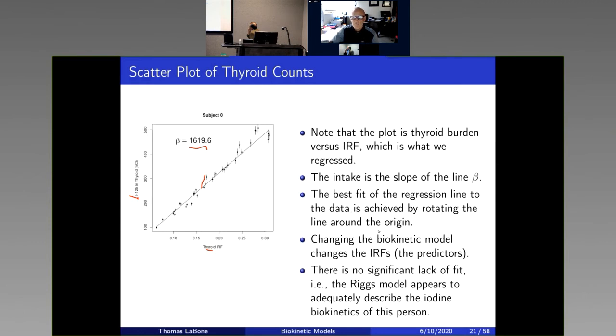Okay, changing the biokinetic model changes the ERFs. It changes the values down here. And again, for the purpose we're using it for, there's no significant lack of fit in this. The Riggs model appears to adequately describe the iodine biokinetics of that person. There's no problem with this.